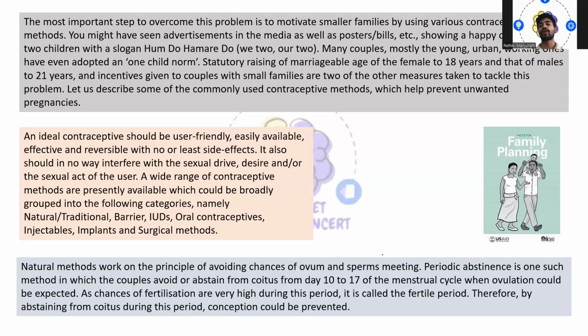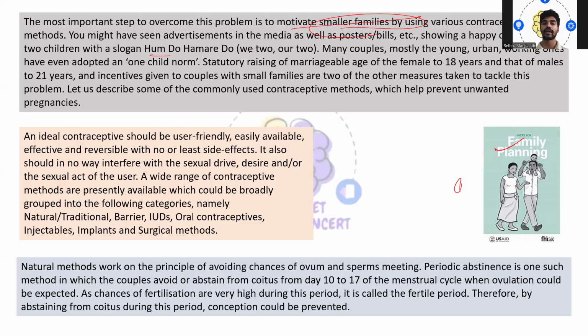So one of the most important steps to overcome this problem is to motivate people toward smaller families by using various methods. One thing is motivating for the smaller family, by giving advertisements in the mass media, through newspapers, posters, bills, etc., showing couples with a happy family, couples with two children, then couples with one child, with a slogan of "hum do hamare do."